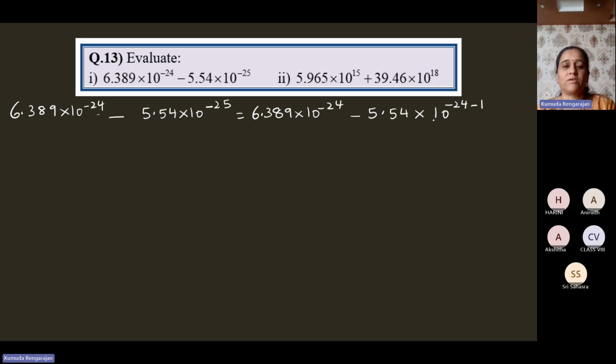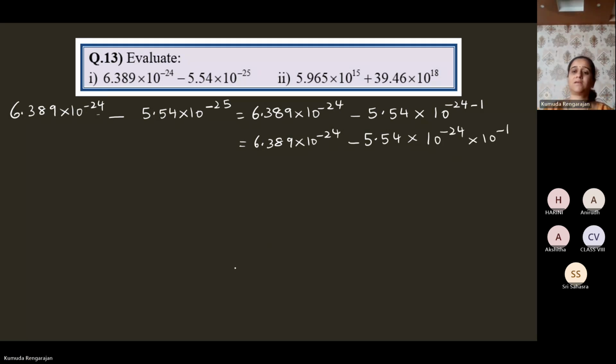So we chose to change minus 25, and you should write it using minus 24, so it's minus 24 minus 1. That's the first step. Now write this as it is, no change. For this one, write the earlier step. This can be written as 10 to the power minus 24 into 10 to the power minus 1.